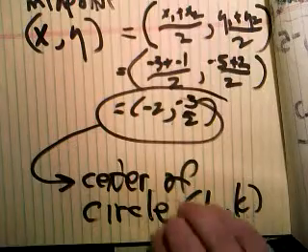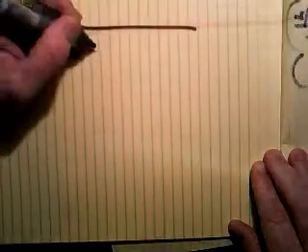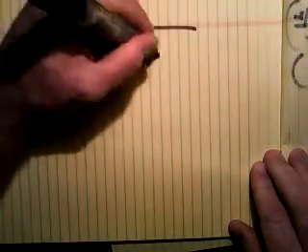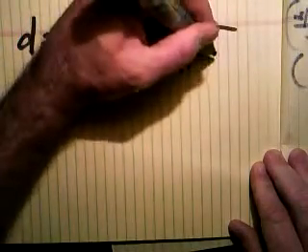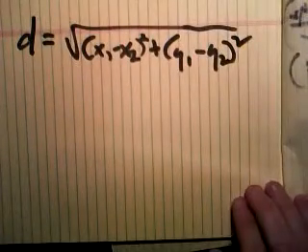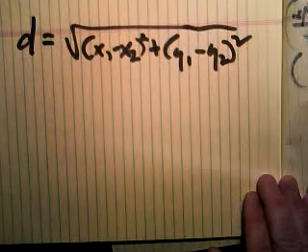Alright, now we mosey on over to the distance formula. The distance formula is equal to the square root of x1 minus x2 squared plus y1 minus y2 squared. And this is going to give us our distance. Now this is the distance, this is the diameter.